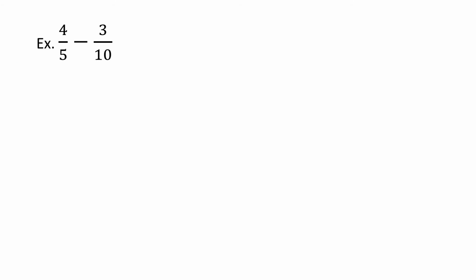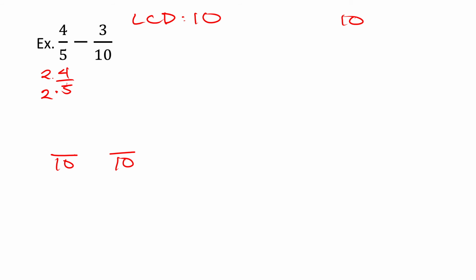Here we have 4 over 5 minus 3 over 10. So your LCD is going to be 10. Because 10 times 1 is 10, 5 times 2 is 10. Simple as that. So now, let's change our numerators such that they have a denominator of 10. So we have 4 over 5. What number do we multiply to 5 to go to 10? Well, that's 2. So we also multiply the numerator with 2. 2 times 4 is 8. 2 times 5 is 10.